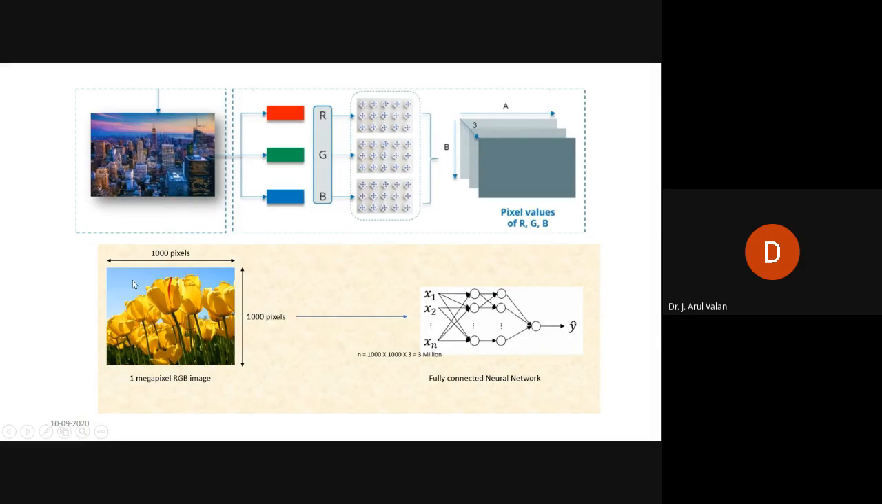For example, take one color image. The size of this color image is 1000 pixels by 1000 pixels; we represent images in the form of pixels only. Then imagine how many input neurons are required to receive and gather the features. It is 1000 into 1000, and it is a color picture, so into 3. So 1000 into 1000 into 3, almost 3 million, is required to gather the input data.